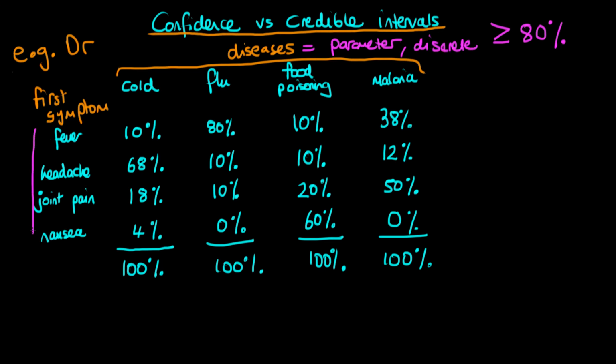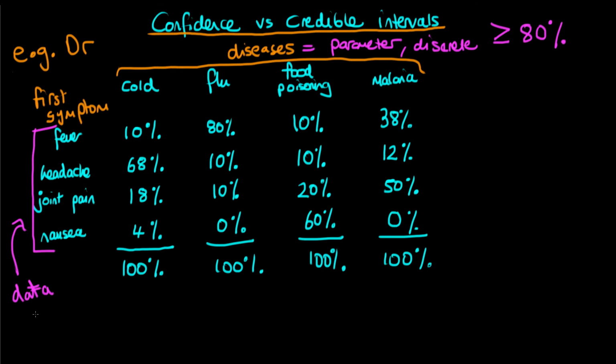And the thing which we have to hand is our data. And our data is the first symptom which our patient presented with. And what we're trying to do in statistical inference is update our state of knowledge about the world in light of the fact that we've received our data.